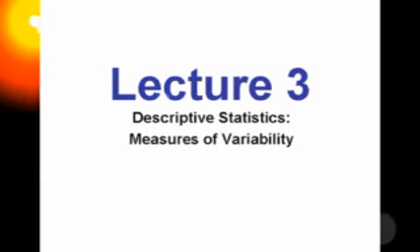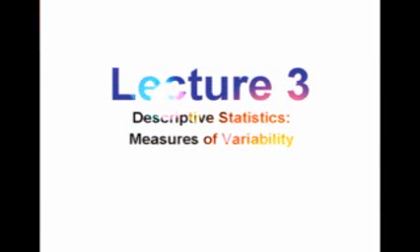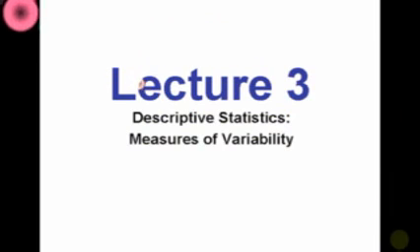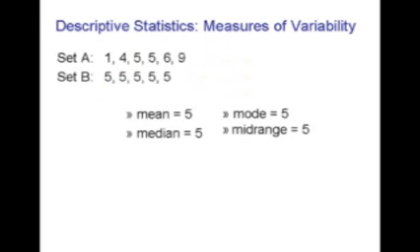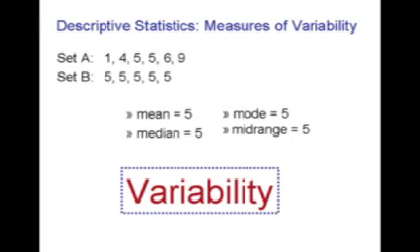Lesson 3 is a discussion of data variability, or the spread of the data values. Consider the data sets A and B. If you calculate the mean, median, mode, and mid-range, you will find that they are all equal to 5. So what is the difference between these two sets of data? The answer is variability.